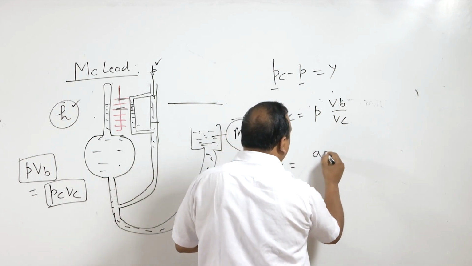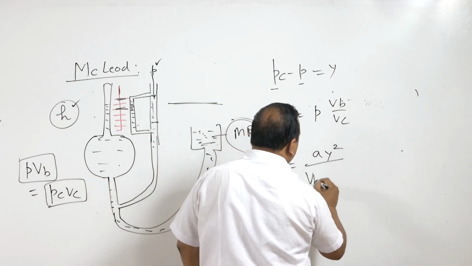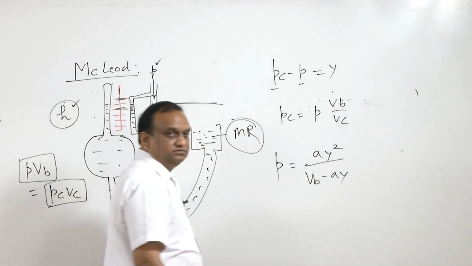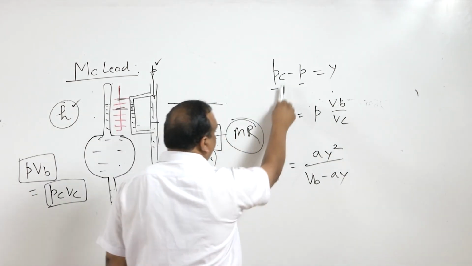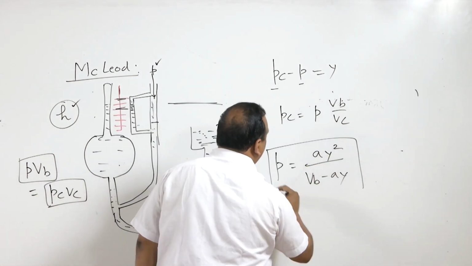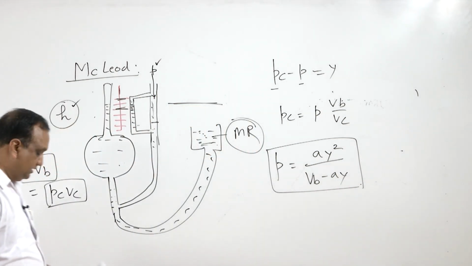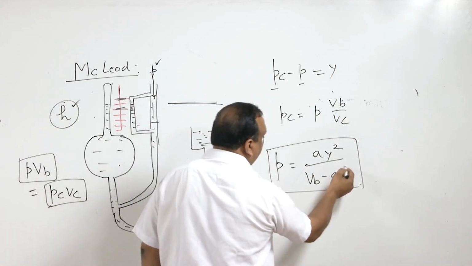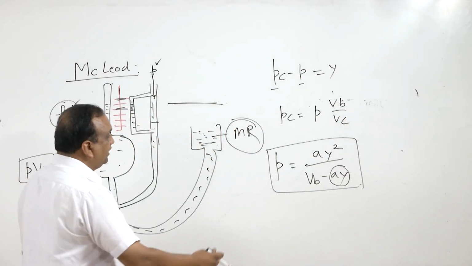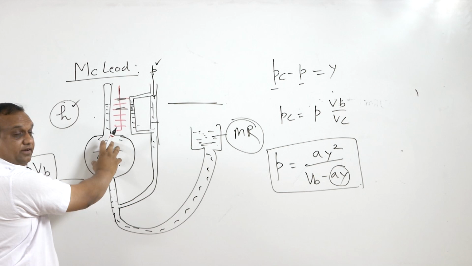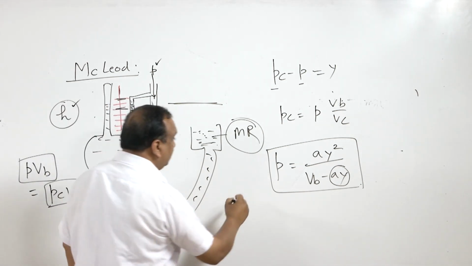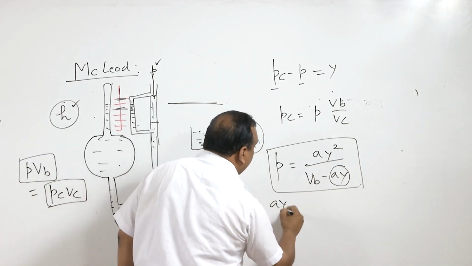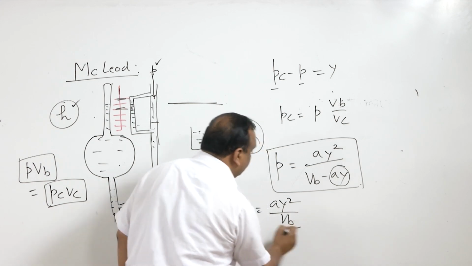P is equal to AY square divided by VB minus AY. If you manipulate these two equations, this is going to be the final expression. Or if you want to neglect AY, because compared to the volume of the bulb it is much smaller, then P is equal to AY square by VB.